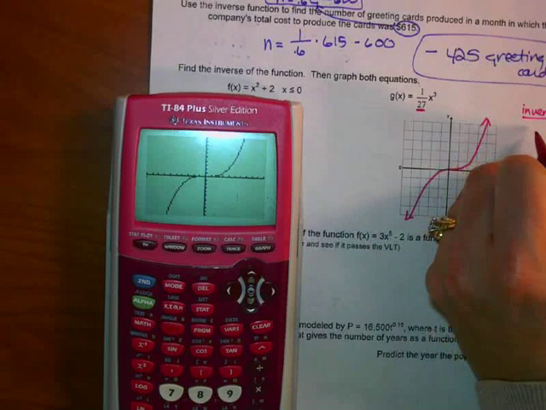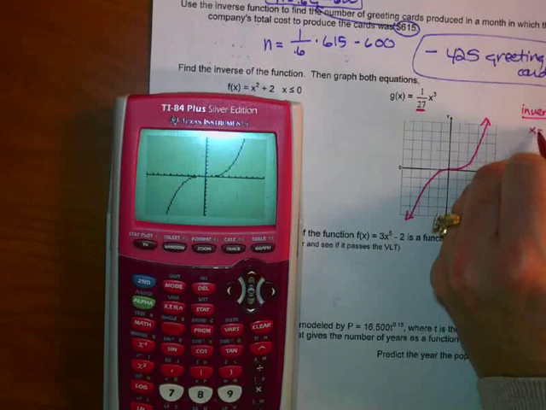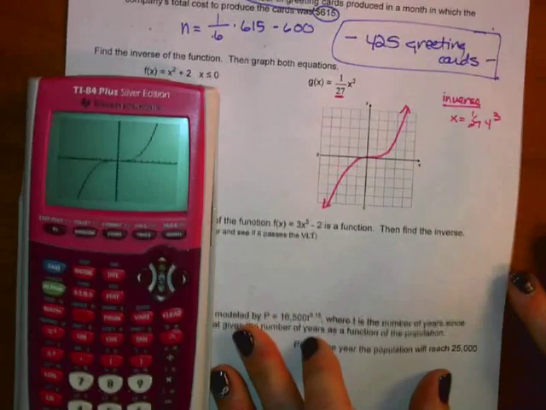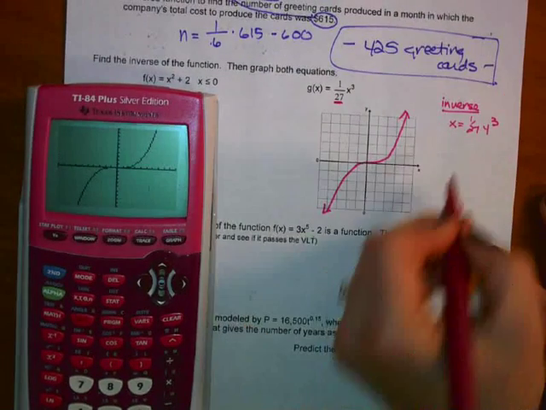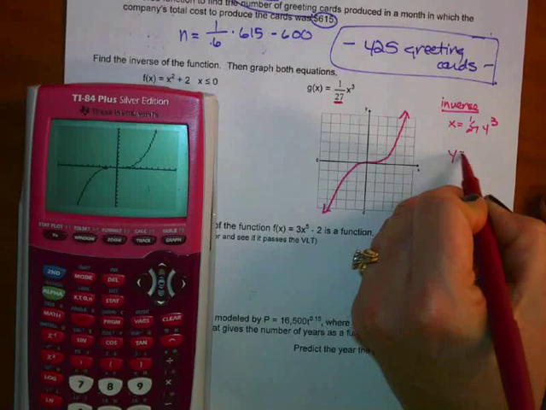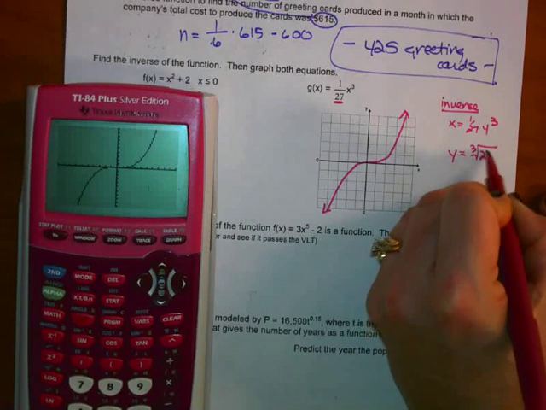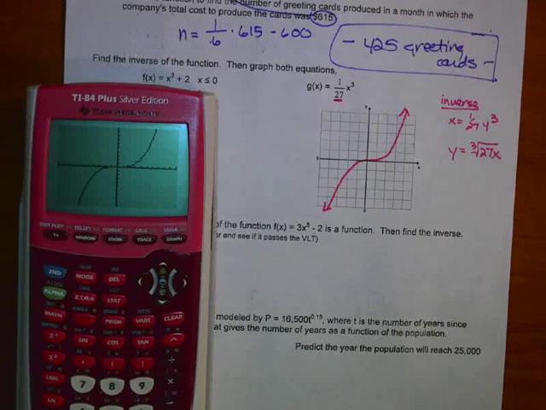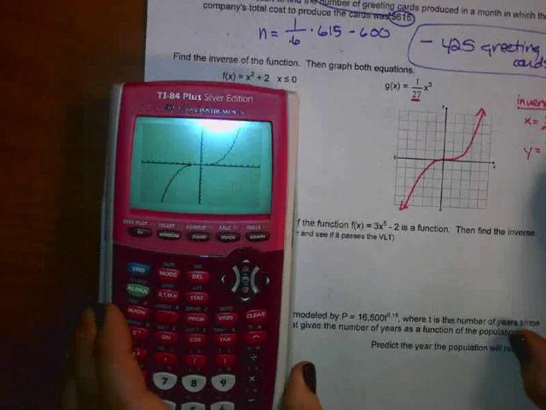I'm just going to show you what it is. I'm switching x and y. X equals 1 over 27y cubed. When I solve for it, y equals the cube root of 27x. I'm skipping a bunch of parts just to get to that point. Well, all you do is multiply both sides by 27 and then take the cube root. Right? That's what you do. Now let's graph this.